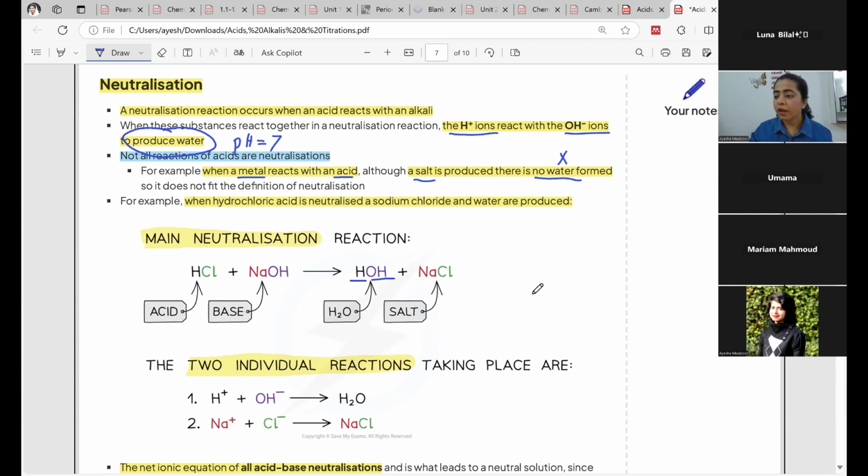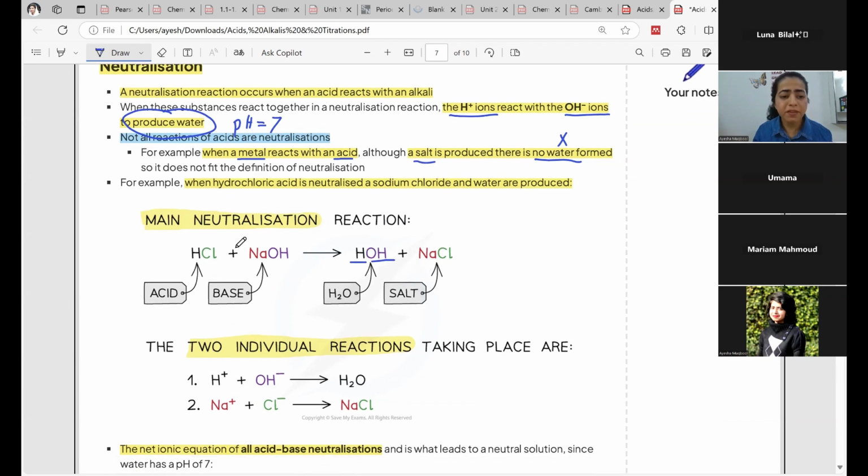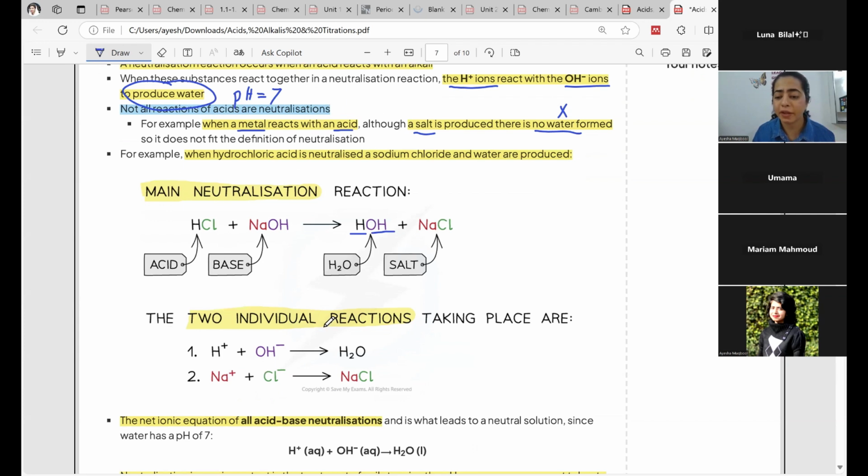Okay, after that, this is the main neutralization reaction. But we can also divide this reaction into two separate equations, two individual reactions. For example, this one which is making water: the H from the acid and OH from the base make water. So this is one equation. Then Cl from the acid, the non-metal negative ion, and Na positive from the base make NaCl. So like this, we can write two equations as well.